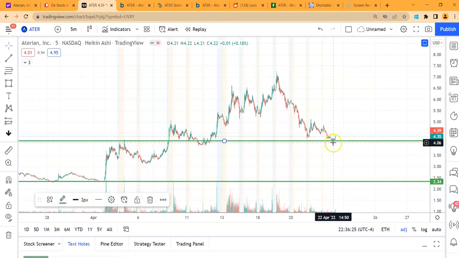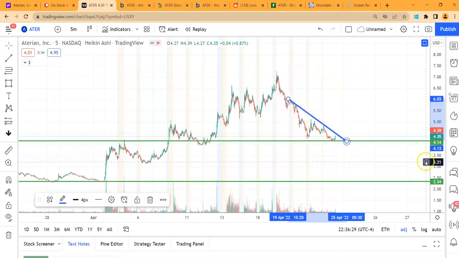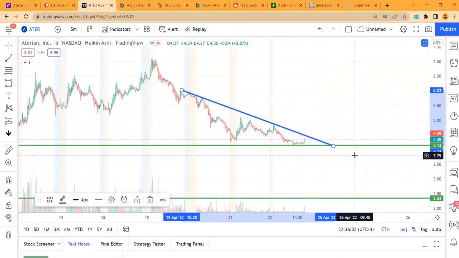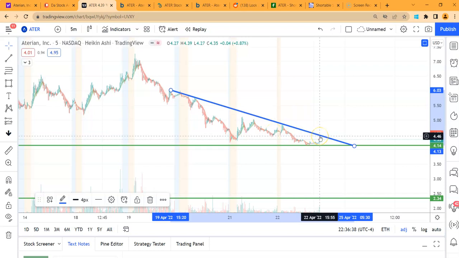If it can hold 4.15, that is really good for the stock. Many people also like to draw this kind of chart when you can say that okay, it is on a downtrend, it is making lower highs. So the question is, can it break the lower high? Can it go over 4.5 and then it starts moving? In that case, you can say okay, the lower high, the downtrend is broken.